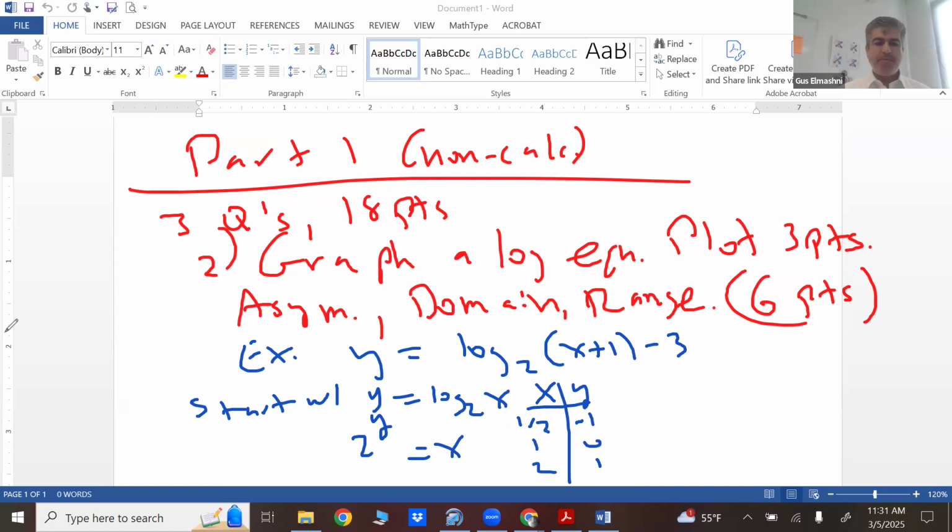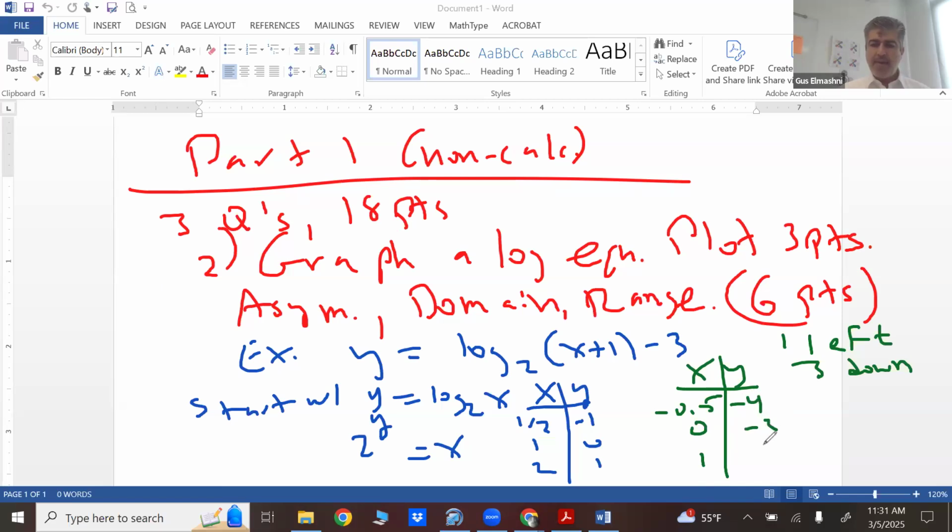Make a new table according to the transformation. What are my transformations, guys? 1 to the left, 3 down. Good. One left and 3 down. So we have negative 0.5, 0, 1 and negative 4, negative 3, and negative 2. Plot those points, and you should have your graph. I'm going to kind of tuck it away here. Here's at negative 1. And the points look like this.